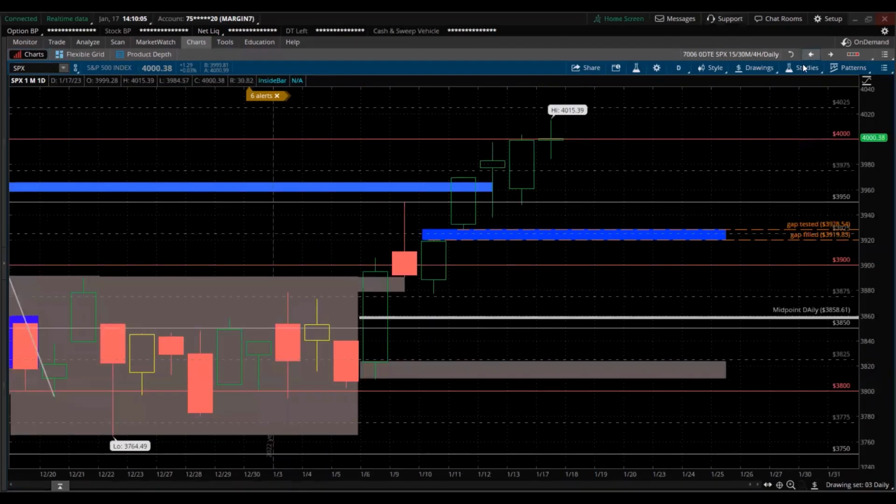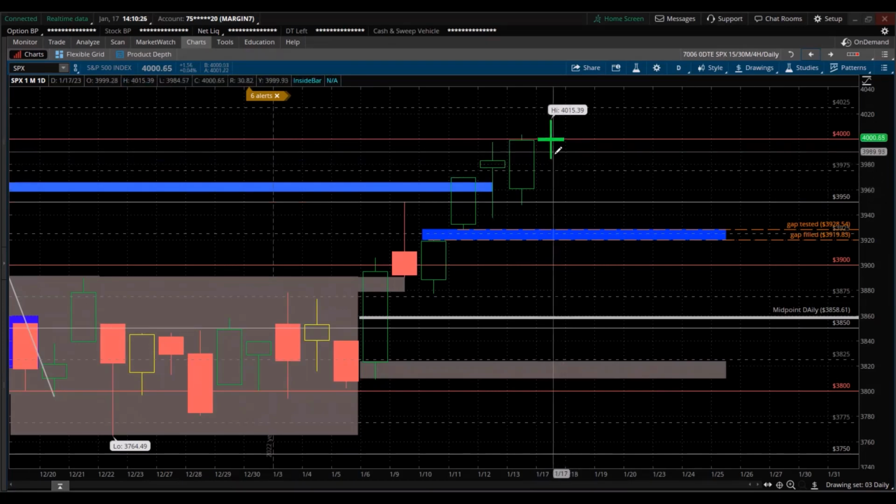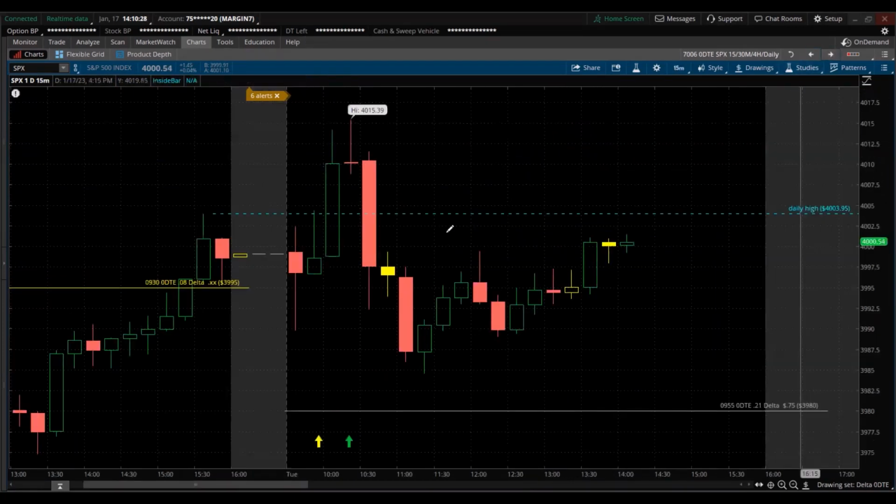Let's go look here on the daily so you can see too. 39.80. All the way down here. 39.80. Oops, no, 39.80. What would that have been? 39.80. Yep. So it was below the low of the day. Let's go back to the 15 minutes so we can finish here.